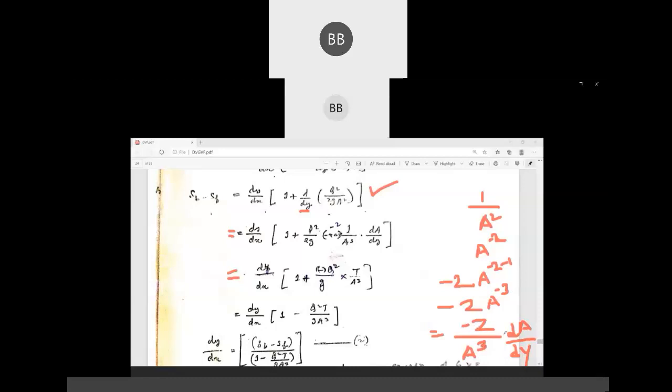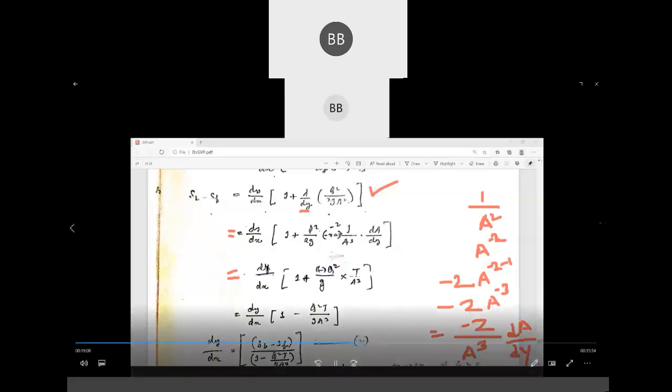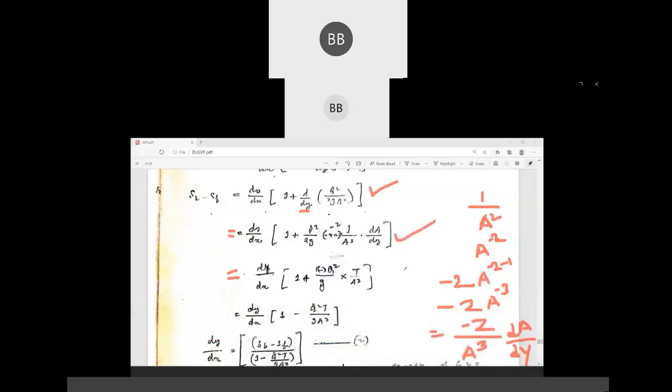Multiplied by, again, your A is a function of y, but it's not y. So we have to differentiate area again with respect to y. So dA by dy. So dy by dx will remain the same.